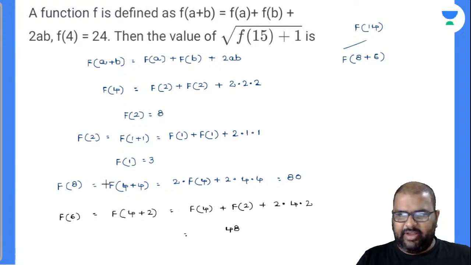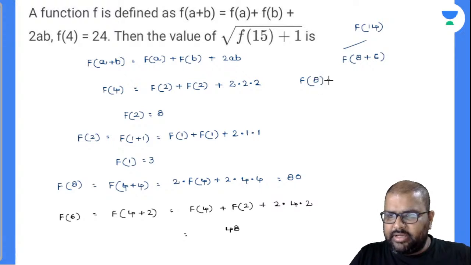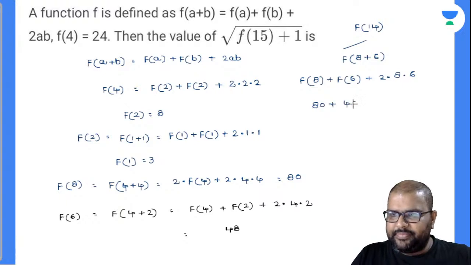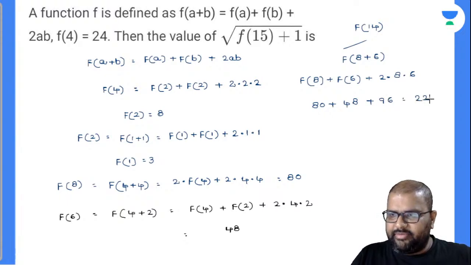Right, so I got f of 8 and f of 6. Now I will find out f of 14. Everybody knows f of 14 is equal to f of 8 plus f of 6 plus 2 into 8 into 6. And you know these values: f of 8 is 80, f of 6 is 48, and 2 into 8 into 6, 6 2s are 12, 12 8s are 96. This is equal to 224.